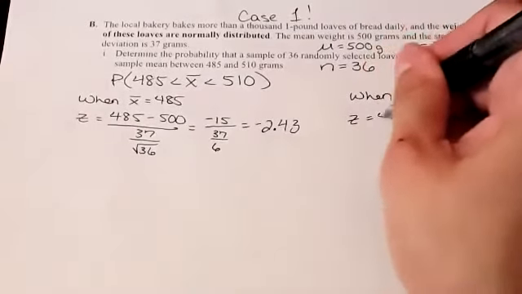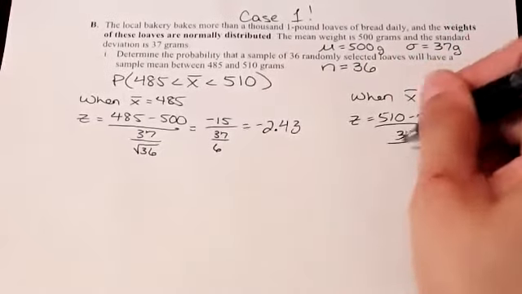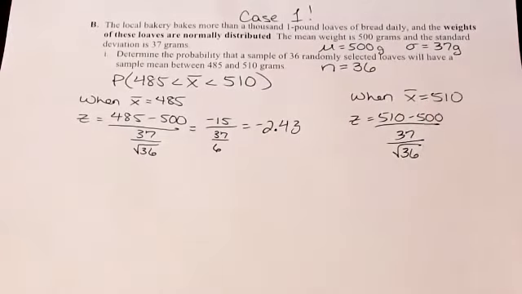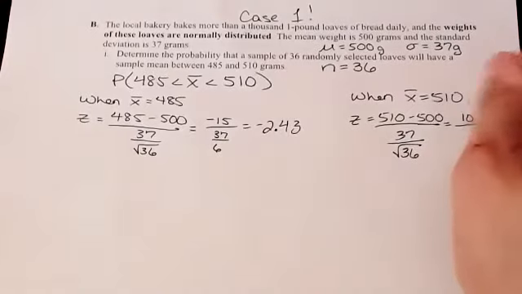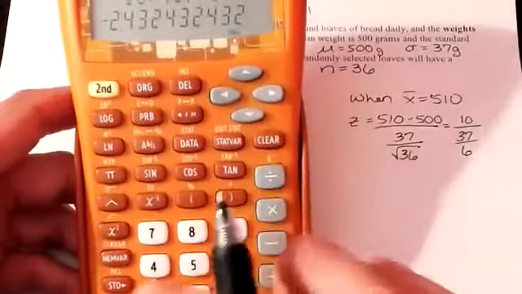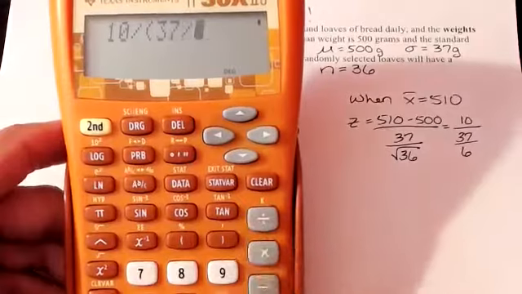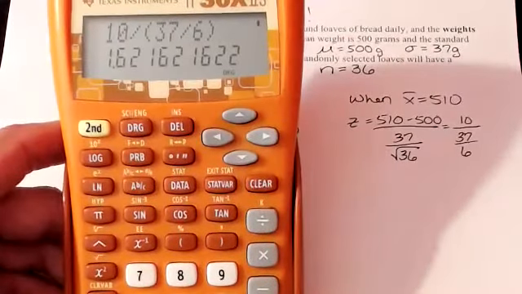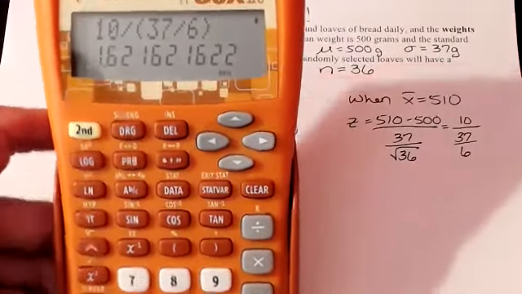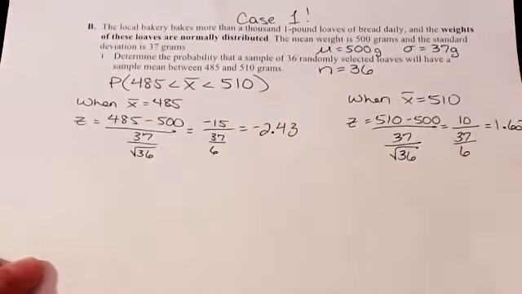So Z is equal to 510 minus 500 all over 37 divided by the square root of n, which is 36. 510 minus 500, that's going to give us 10 over 37 over 6. We're going to do the same thing. So we've got 10 divided by, let's use parentheses to show that it's 37 over 6. And we get a z-score of 1.62, 2 places after the decimal. Very nice. Same exact thing.